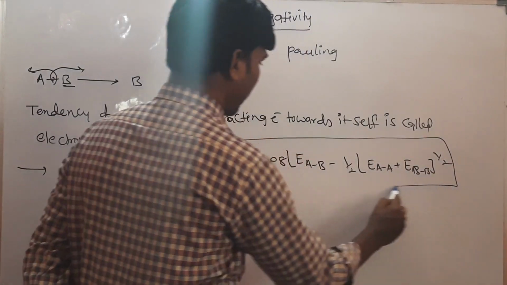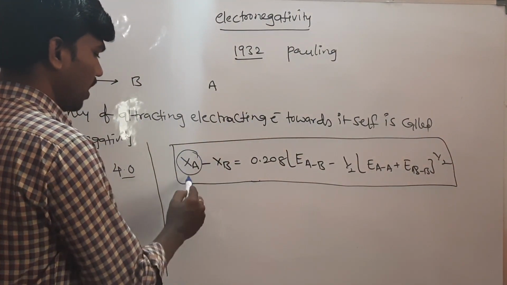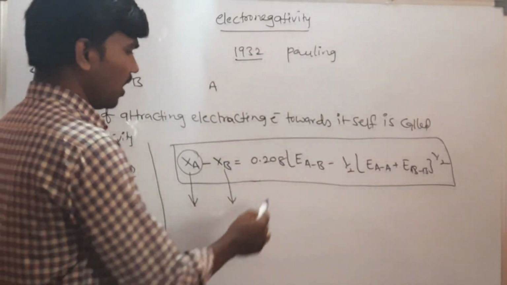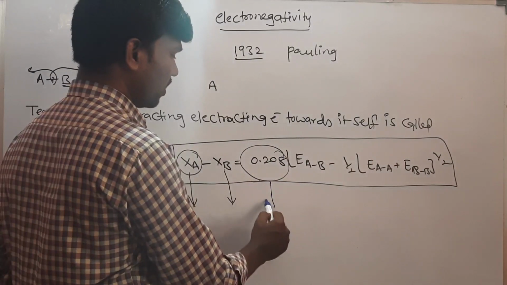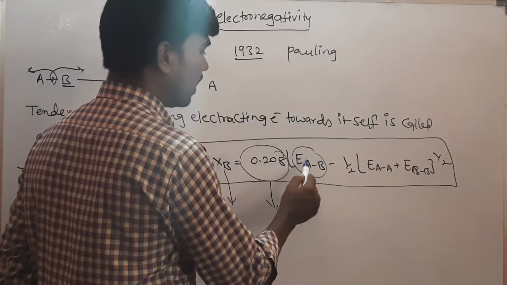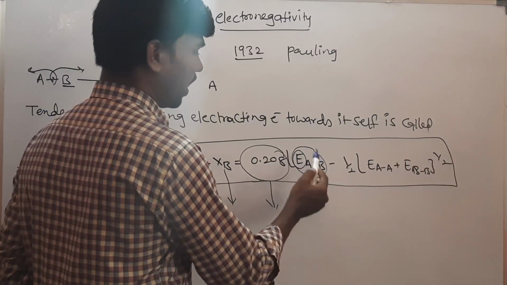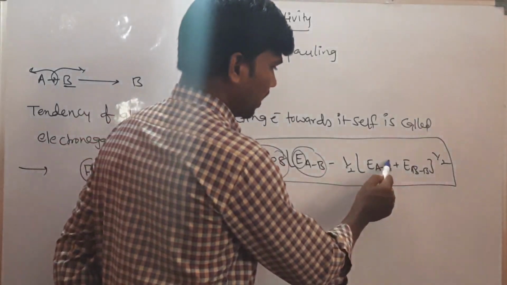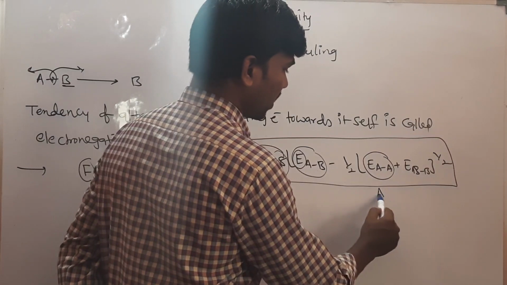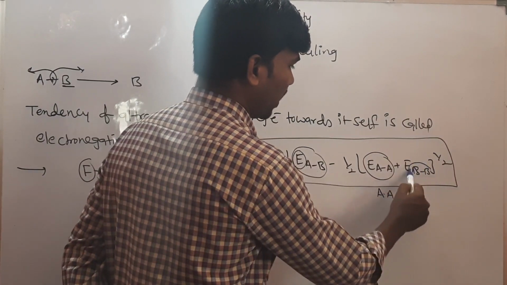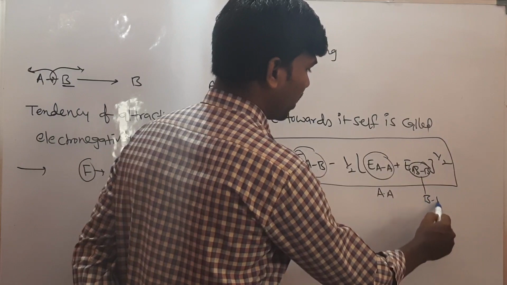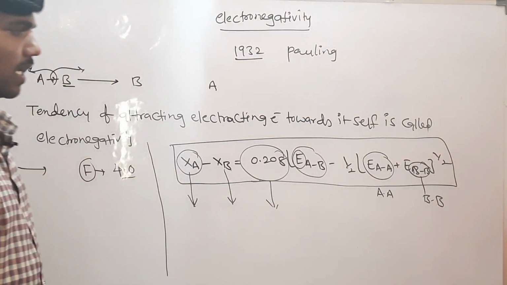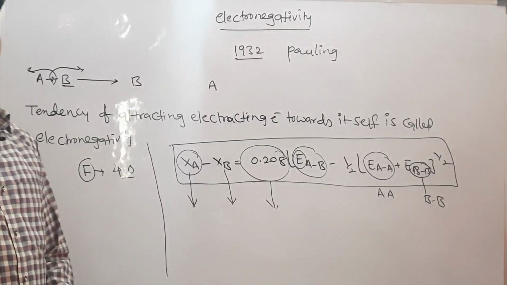Here what is meant by Xa and Xb? Xa stands for electronegativity of A, Xb stands for electronegativity of B. Here 0.208 is a constant. Here EAB stands for the energy required to break the bond AB, that is nothing but bond dissociation enthalpy. Here AA is the bond dissociation enthalpy of AA, and BB is the bond dissociation enthalpy of BB. So by using this formula we can calculate the electronegativity of any element.